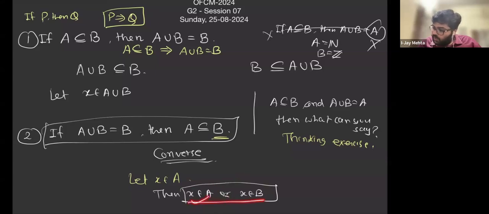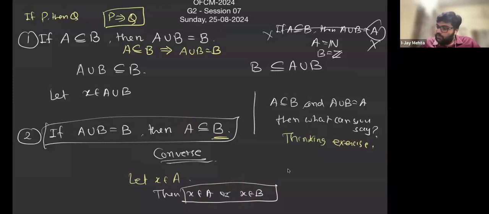So if this is true, then I can say that X is in A or X is in B. But if X is in A or X is in B, then it is in A union B. Or directly one can say that A is a subset of A union B. So if X is in A, then X is in A union B. How many of you understand this?